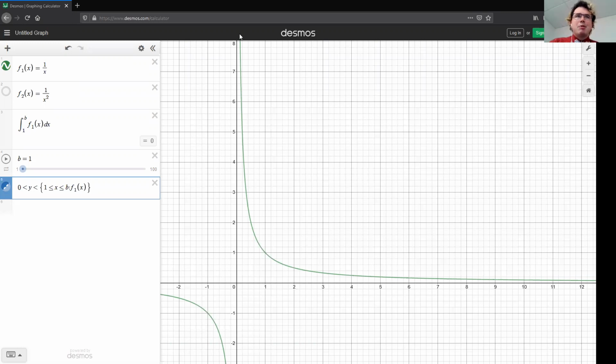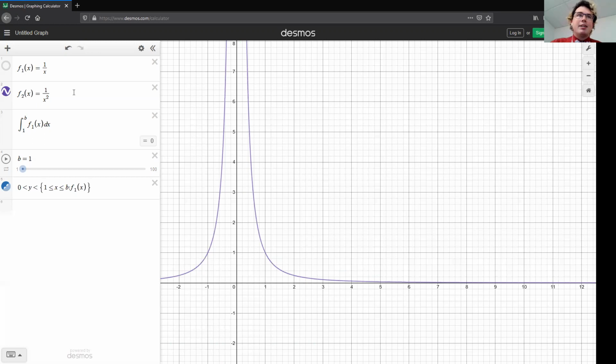So here on Desmos in green, I have graphed f1 of x, the function 1 divided by x. And in purple, I've got f2 of x, 1 divided by x squared. And they look reasonably similar. One of them is even, one of them is odd. They've both got this asymptote. They both sort of flatten out as we go. But the purple graph, the one on x squared, seems to flatten out a bit faster.